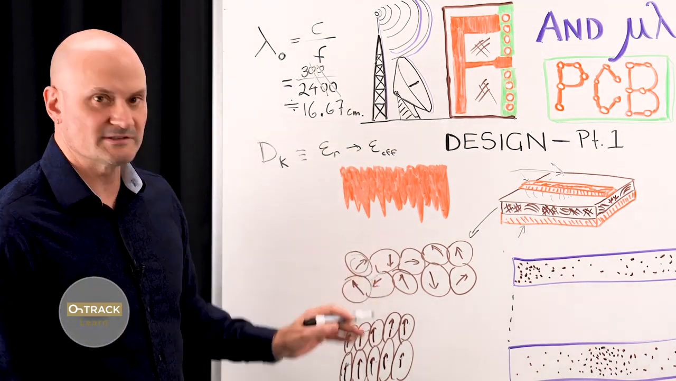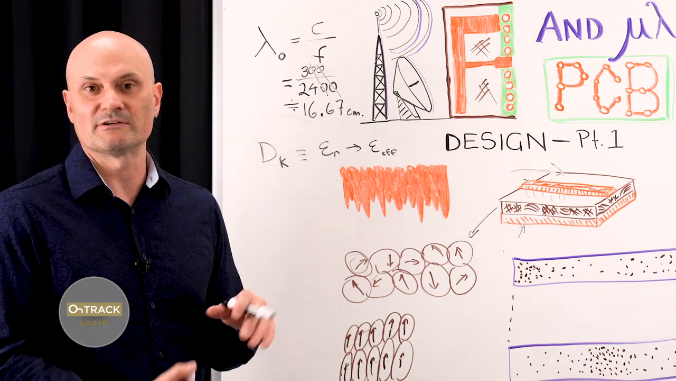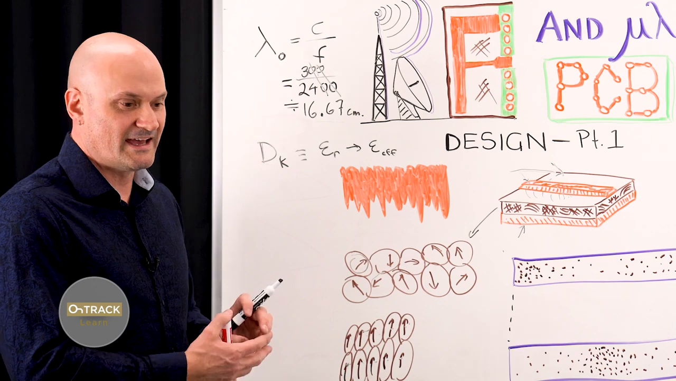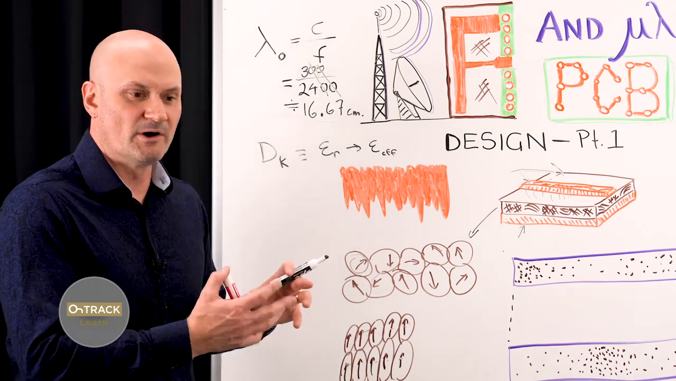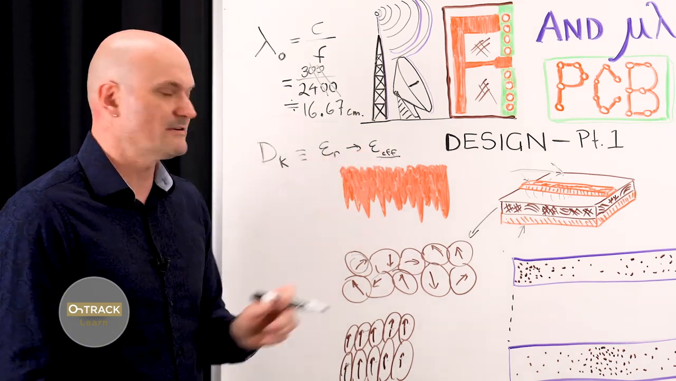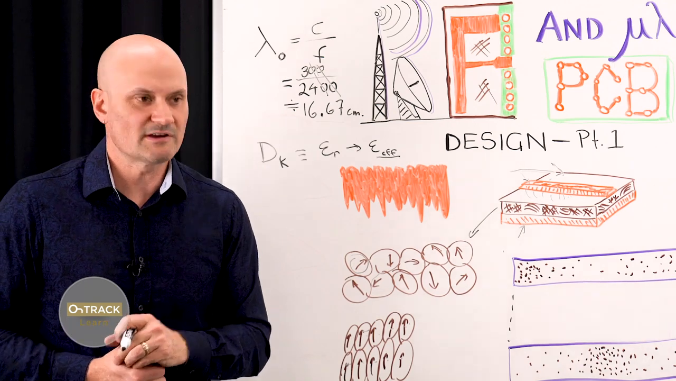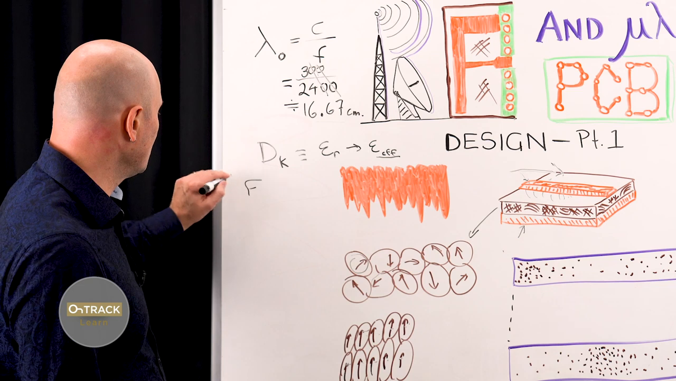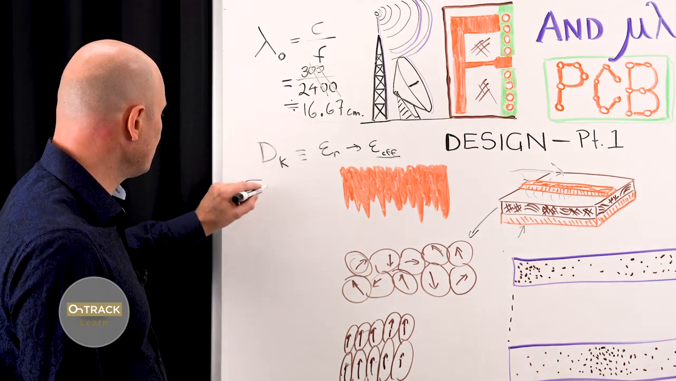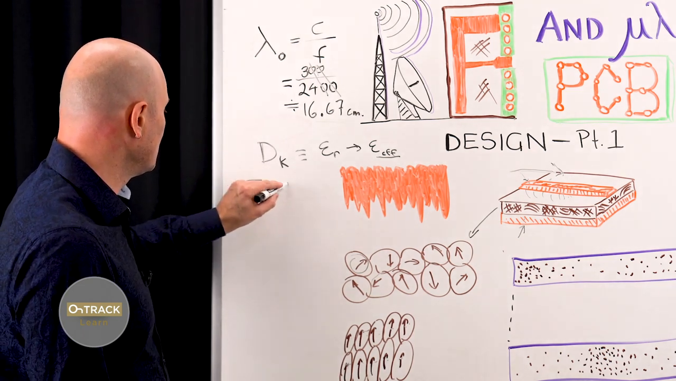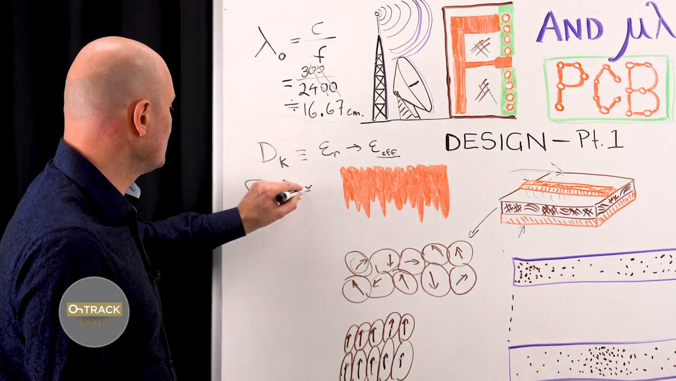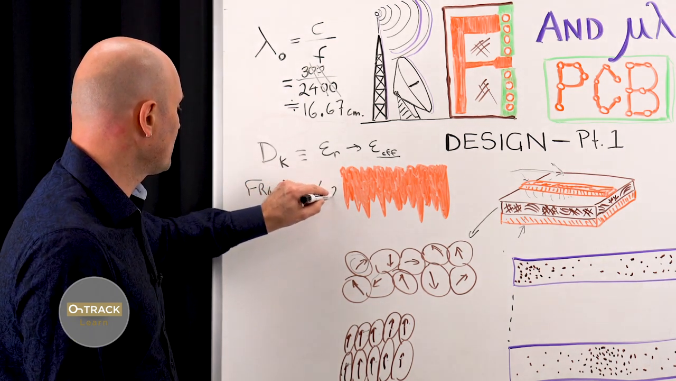recognizing that this material is not just one solid homogeneous material, but a mixture of materials, resin and glass, and we kind of treat it like a homogeneous thing, and it has an effective dielectric constant. So let's say typical FR4 effective dielectric constant, Dk for FR4, would be approximately 4.2.